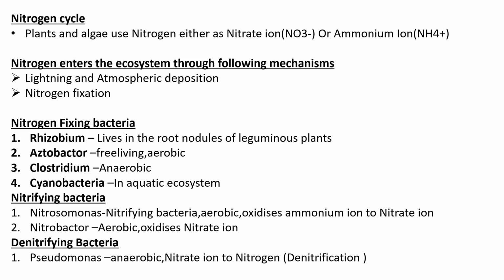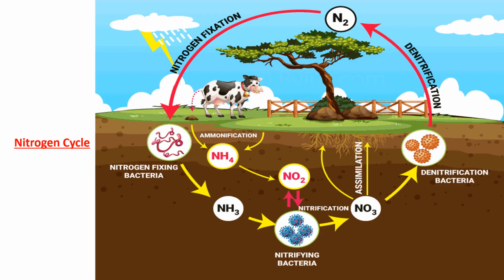Now this is the diagram of the nitrogen cycle. You can see that atmospheric nitrogen enters the ecosystem through lightning and nitrogen fixation. Nitrogen is converted to nitrate and ammonium ions due to the action of nitrogen fixers and nitrifying bacteria. Again, the denitrifying bacteria convert the usable form of nitrogen into atmospheric nitrogen, which is circulated back to the atmosphere.